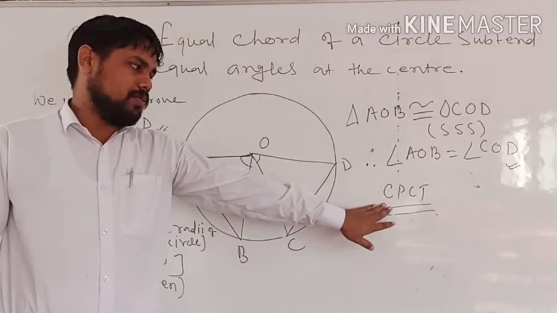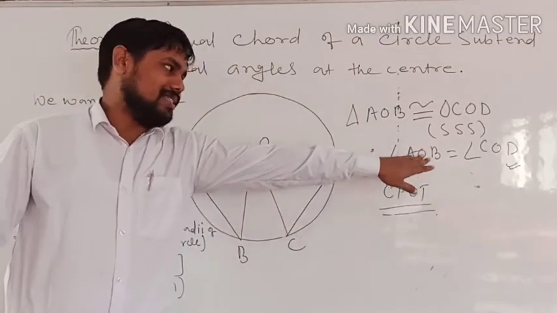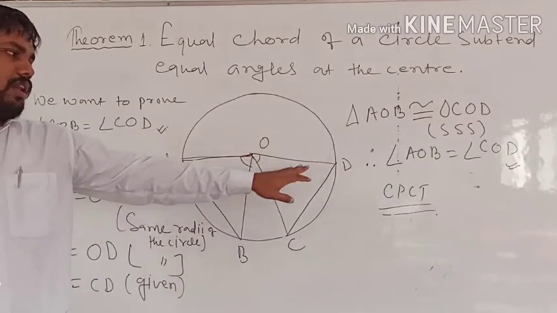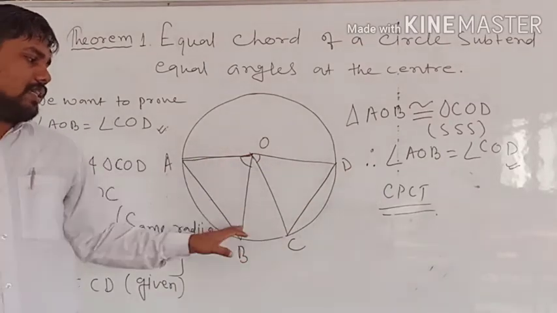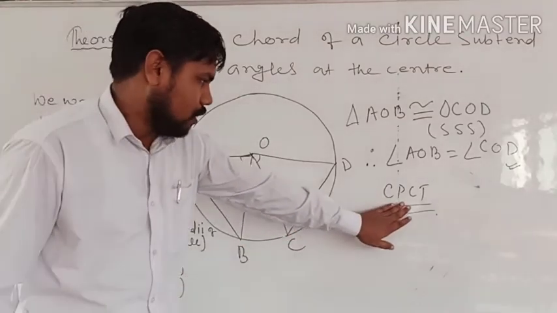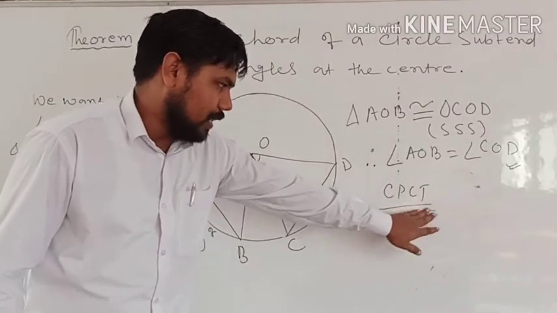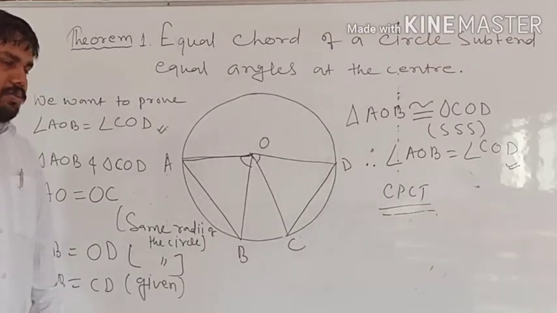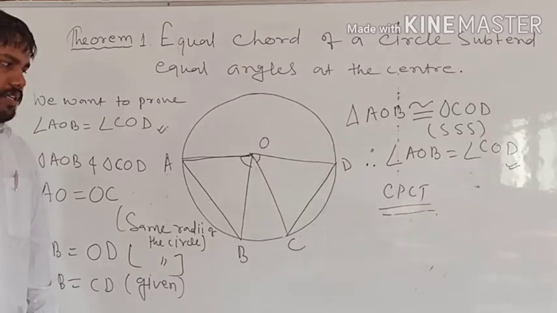So using corresponding parts of congruent triangles, we can say these two angles will also be the same, and this angle also will be the same. Okay, this angle and this angle. So using the concept of corresponding parts of congruent triangles, we can say these two triangles are the same very easily. This is what the second theorem is, the consequence of this only, just the reverse of this.